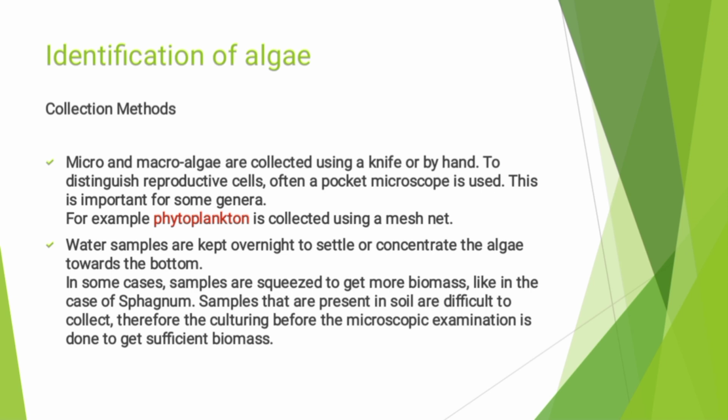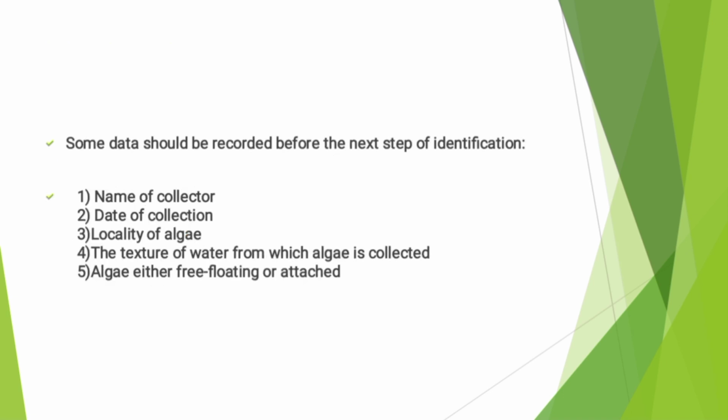Samples that are present in soil are difficult to collect, therefore culturing before the microscopic examination is done to get sufficient biomass. Some data should be recorded before the next step of identification. First, the name of the collector; second, the date of collection; third, the locality of the algae; fourth, the texture of the water from which algae is collected; fifth, whether the algae is free floating or attached.